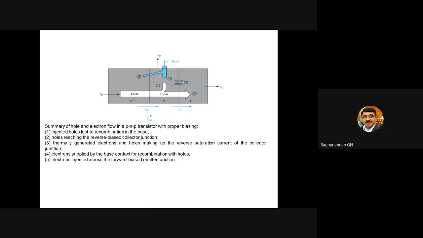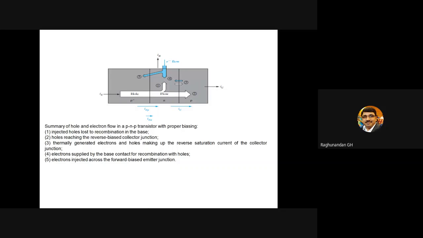In this there are 5 steps, or we can summarize the working. These are the main important steps that happen inside the PNP transistor when proper biasing is done.